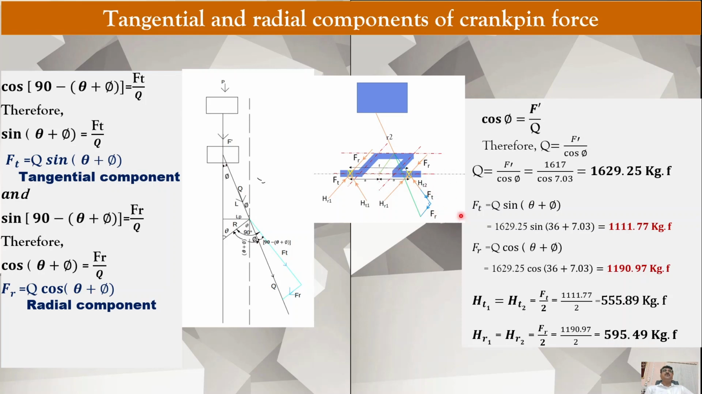Now this tangential component is balanced by two components which are acting at the journal, that is ht1 and ht2. So they are acting in the reverse direction of Ft. They are directed here, in the opposite sense, and this Fr is balanced by two components, this one hr1 and hr2. So hr1 and hr2 are in the same direction, which is in the opposite sense.